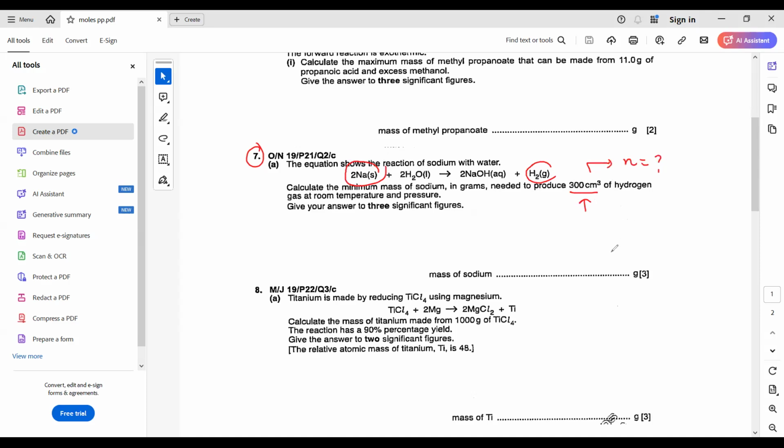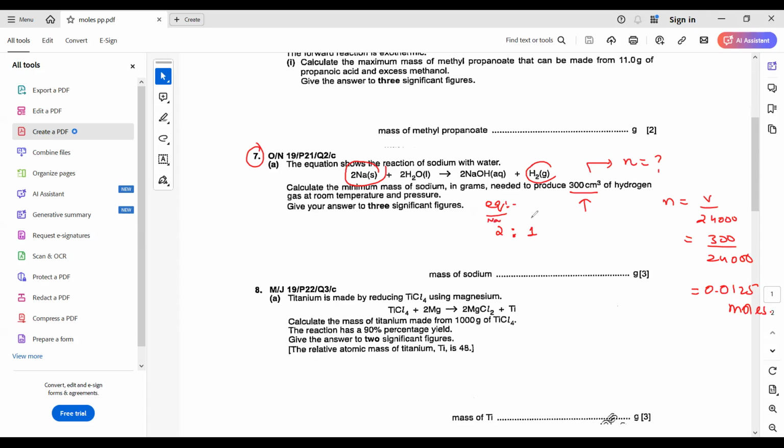So first thing is let's find out the moles. So do we have any formula for that? So answer is yes. We have 24,000. We just did a lot of practice on this, right? So that's 300 over 24,000. What's the answer here? So that's 0.0125 moles, right?